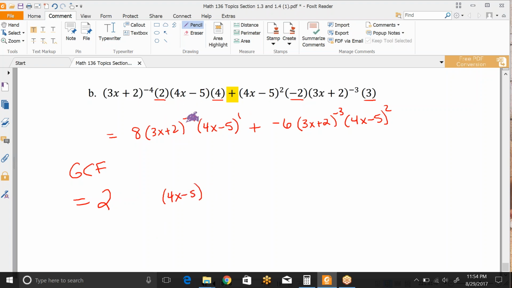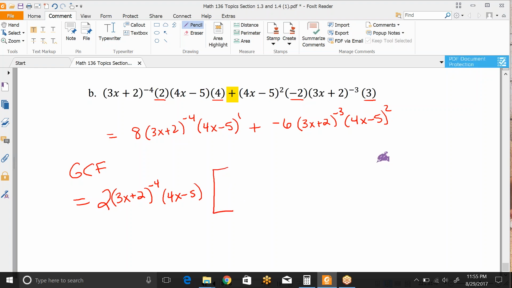When it comes to the 3x plus 2 and you have these negative exponents, notice that when we had a 1 and a 2, we ended up picking the 1, the smaller number. That's because you always take the smaller amount of things in common. The same thing works for negative exponents. People just have a hard time with what is a smaller number as a negative exponent. Negative 4 is actually smaller than negative 3. So we're going to pull out 3x plus 2 to the negative 4.